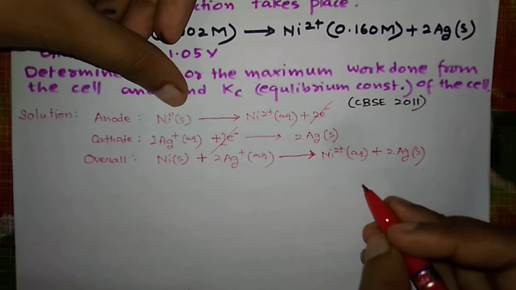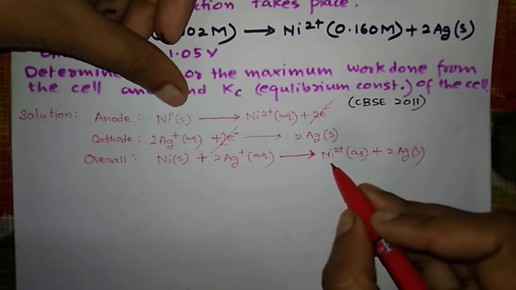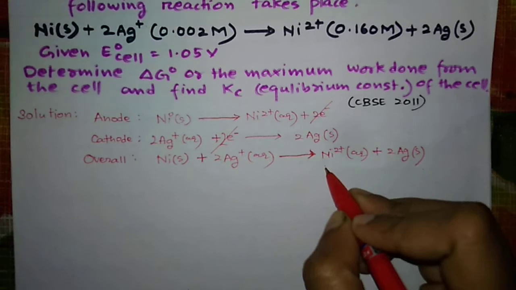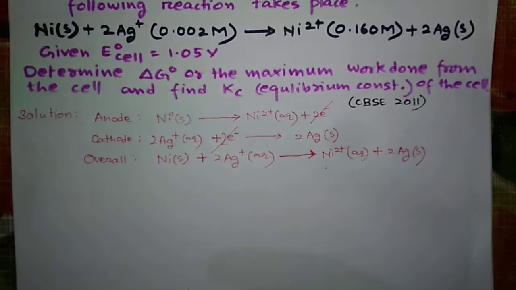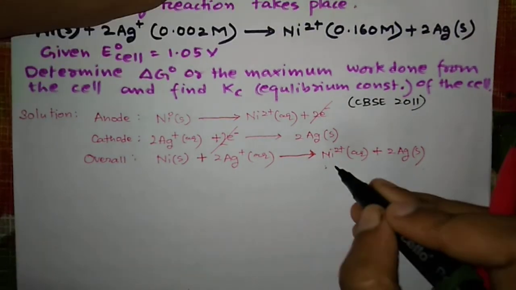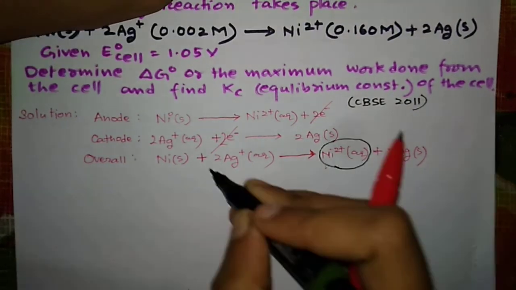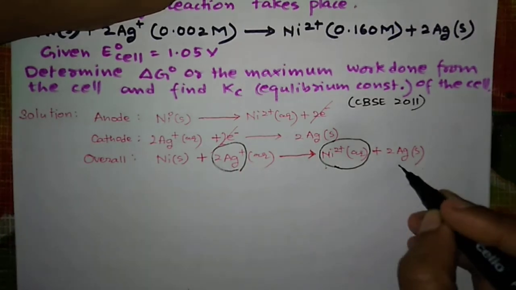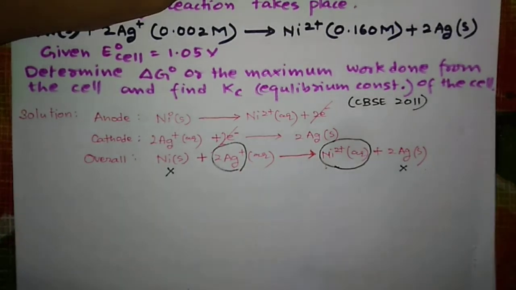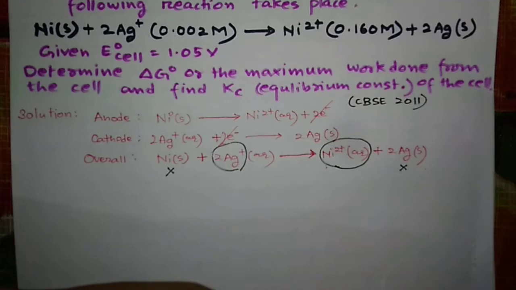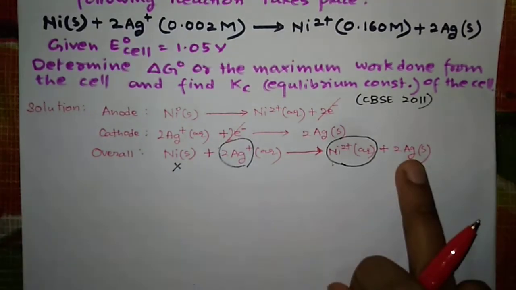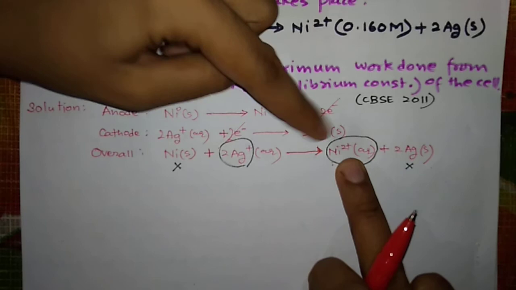Okay, and in the Nernst equation, you must have seen that we take the concentration. So the concentration of this ion part and this part will be taken in the Nernst equation, not this one and this one, because they are the solid part. Whenever there is a solid, the concentration is taken to be 1. So in the Nernst equation only we will consider the ions.